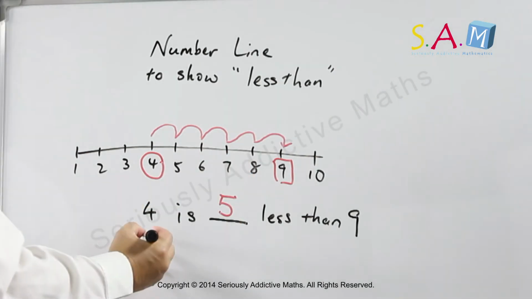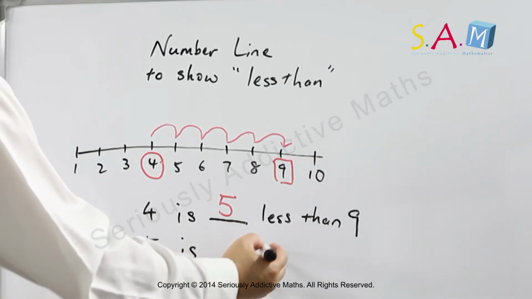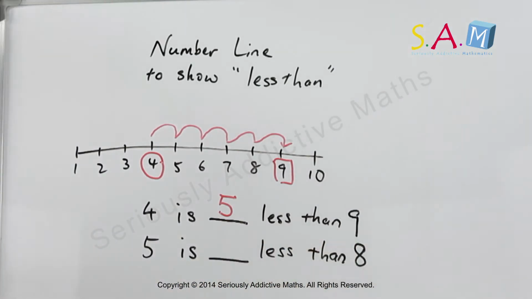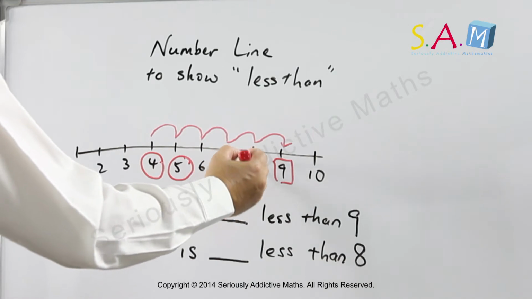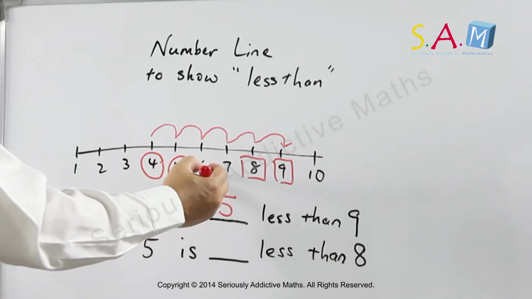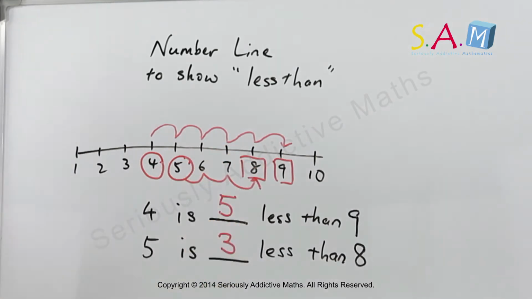Next example. 5 is how many less than 8? For example, if I have 5 and I have 8, so 5 is 1, 2, 3 less than 8. That's using a number line to show.